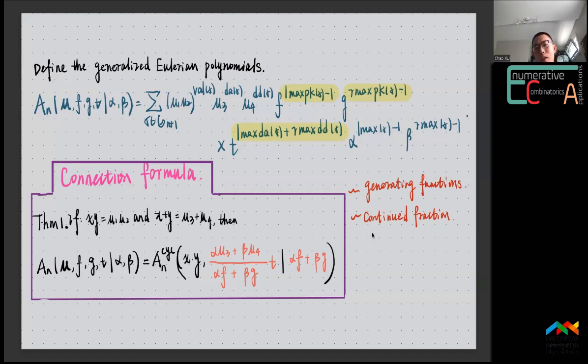With the connection formula and the known generating function, we can derive the exponential generating functions and the continued fractions of the left-hand side, the generalized Eulerian polynomial.